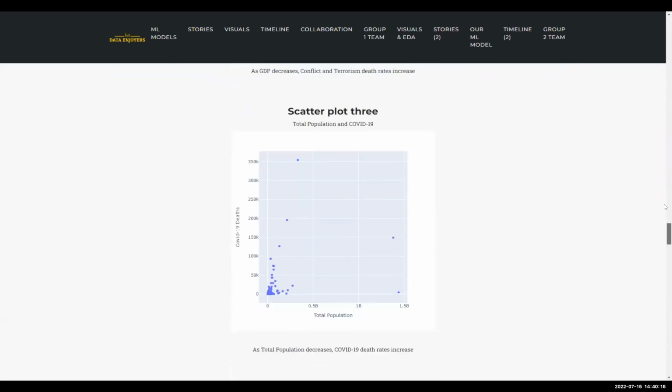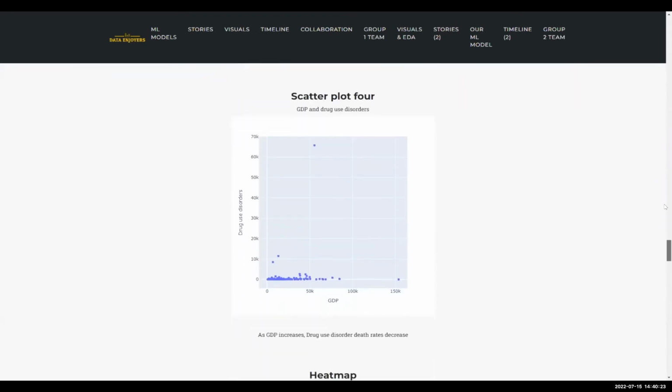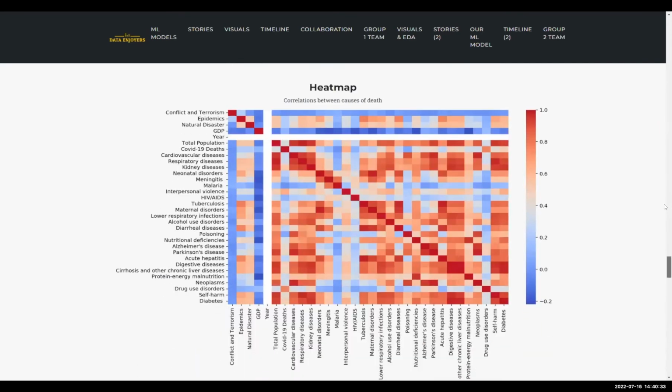Scatter plot 3, total population and COVID-19. As total population decreases, COVID-19 death rates increase. Scatter plot 4, GDP and drug use disorders. As GDP increases, drug use disorder death rates decrease. Heat map, correlations between causes of death.